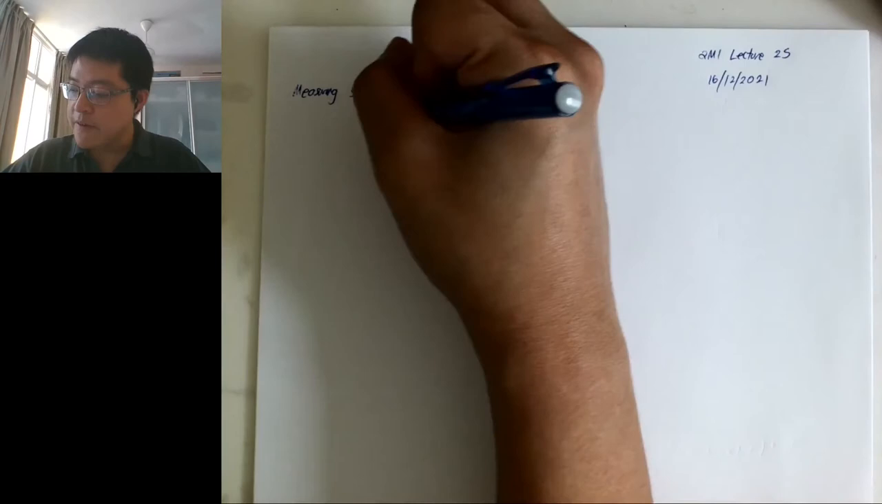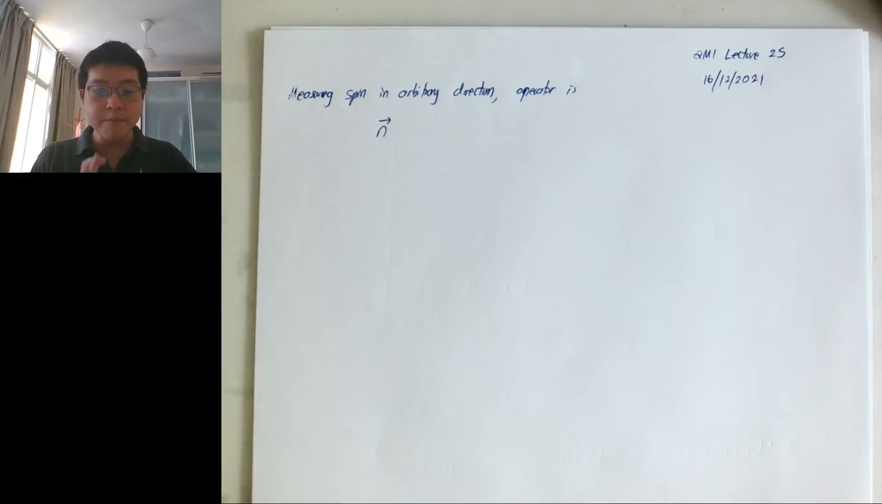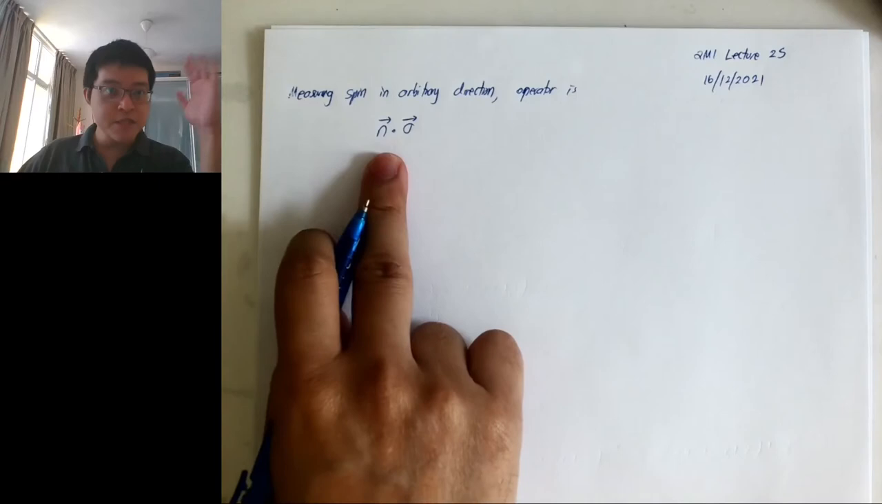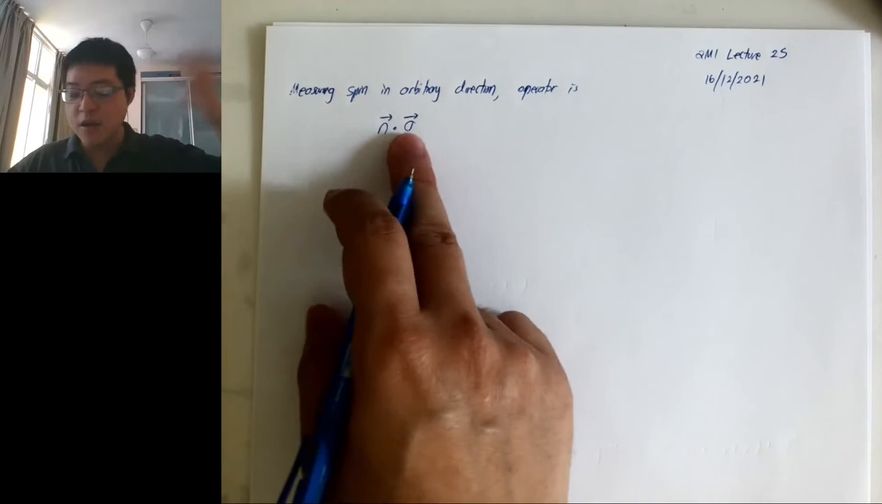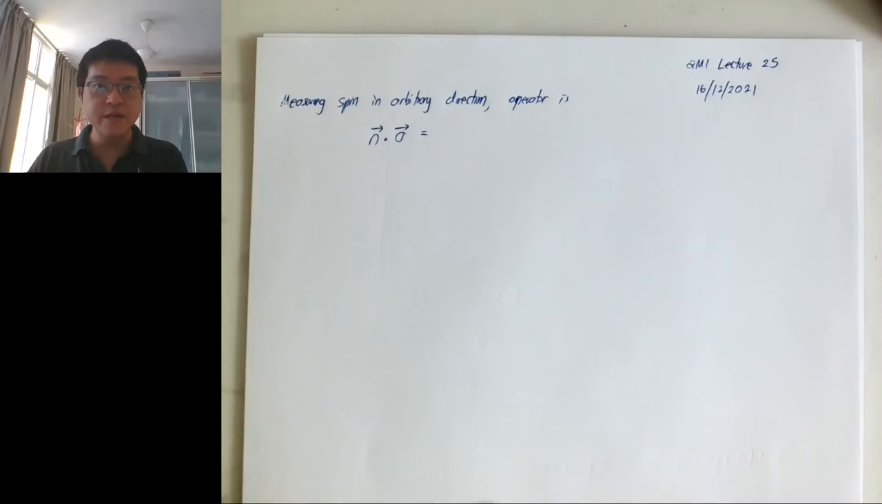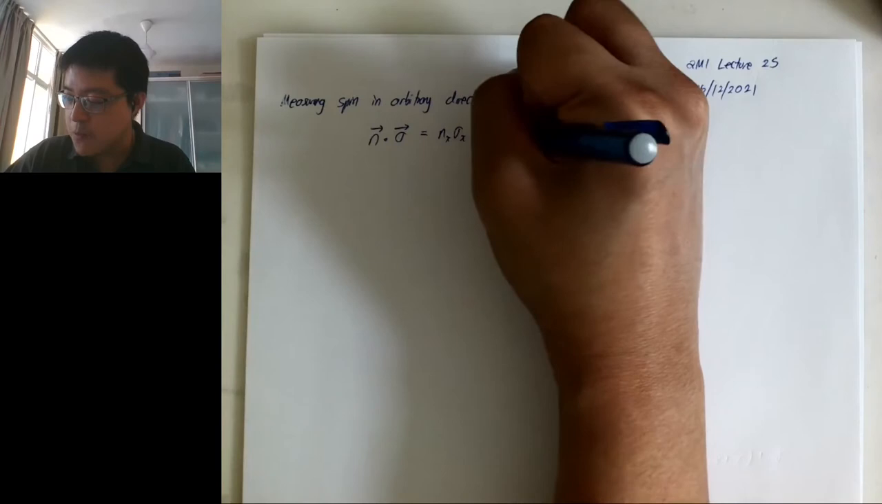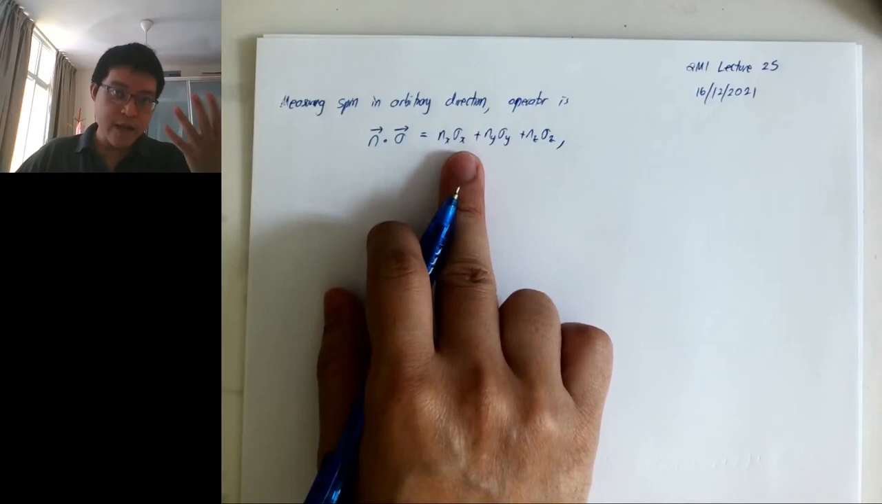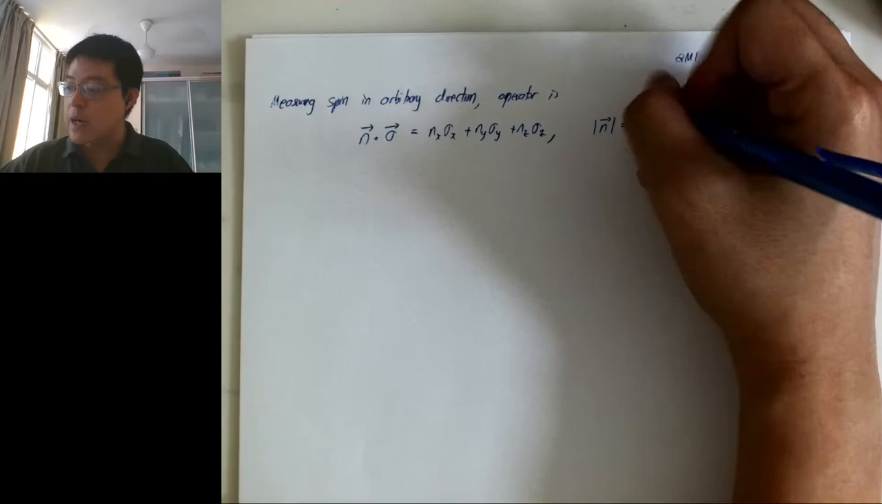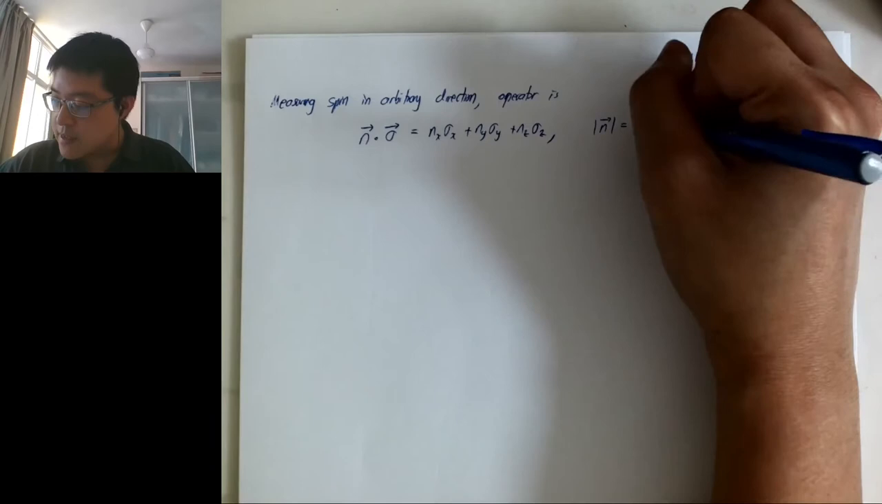Well, if the direction is represented by some vector n, then the corresponding measurement operator is n dot sigma, right? If I'm measuring in the x direction, then n dot sigma gives me sigma x. If I'm measuring in the z direction, I get sigma z. So in any generalized arbitrary direction, it is going to be nx sigma x plus ny sigma y plus nz sigma z. This n vector is just to tell us the direction, so it should be a unit vector. A unit vector means the length is 1. In other words, the x component squared, y component squared, z component squared equals 1.